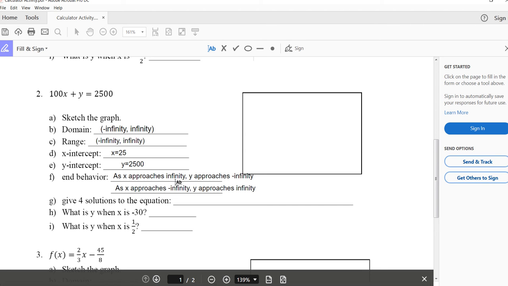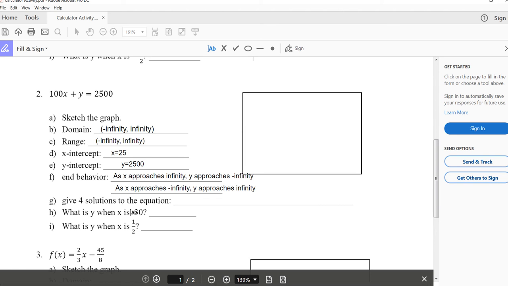This phrase is always worded the same way. The only thing we change is what y approaches. So that's what we have to fill in the blank here, and here. But it always starts out as x approaches infinity, y approaches blank, and as x approaches negative infinity, y approaches blank. So it's essentially a fill in the blank question.